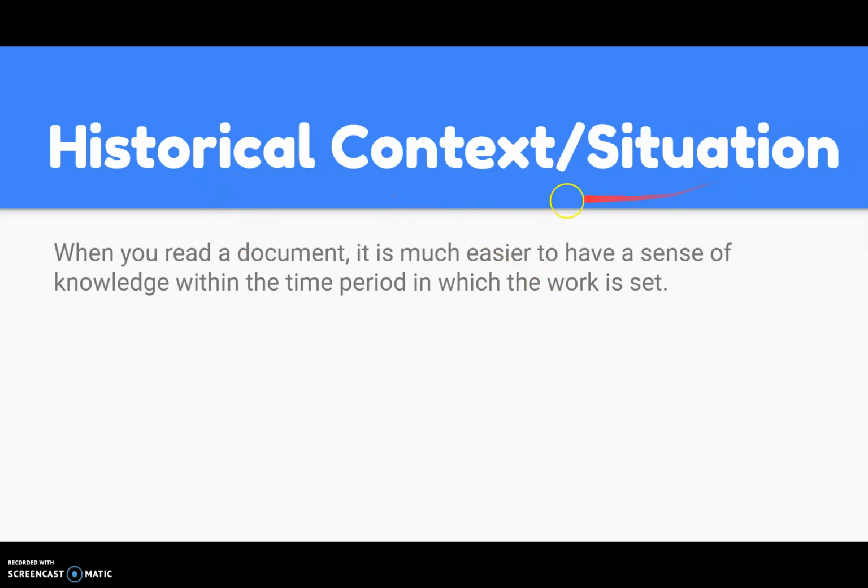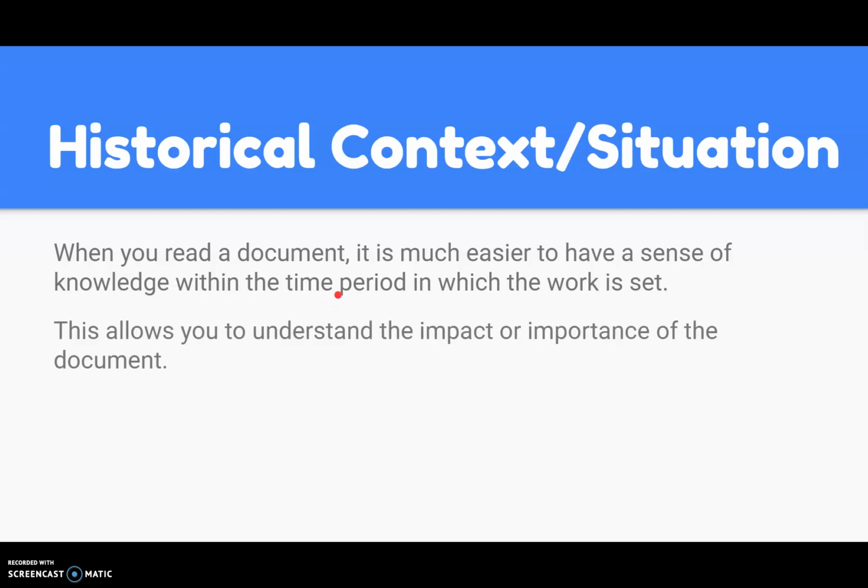So, historical context and situation. When you read a document, it's really easy to understand it when you have a sense of knowledge, context, of what that document is doing within that time period. It really allows you to understand the impact it's having.